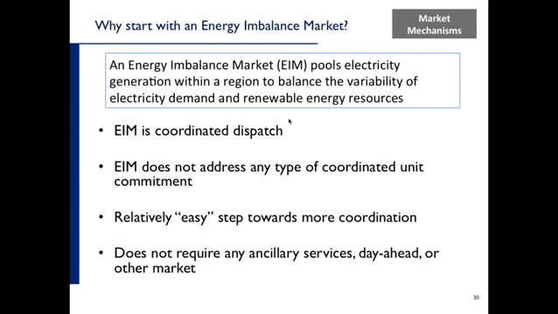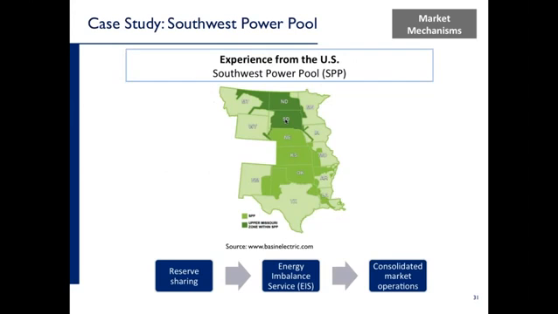Often it's useful to start relatively simple and then expand from there. An energy imbalance market is a nice way to start because it requires some coordination but not a very, very high level of coordination. It does not address unit commitment, nor does it address ancillary services, but those can be added later. And a good example of that is the Southwest Power Pool in the United States.